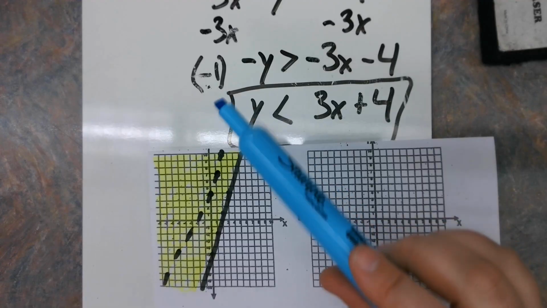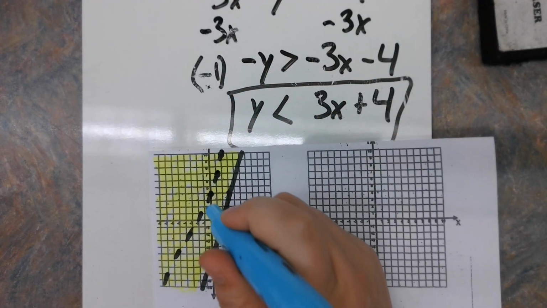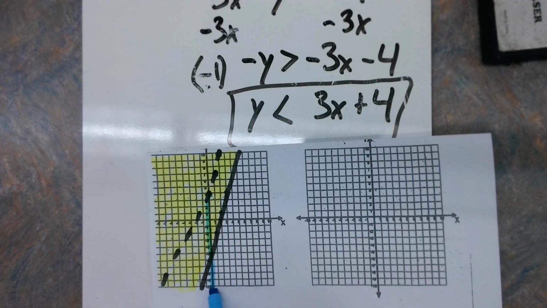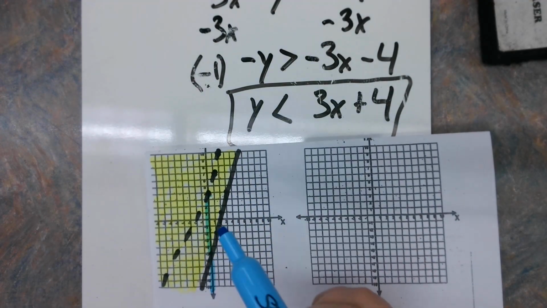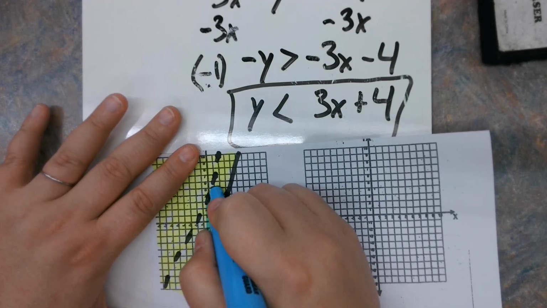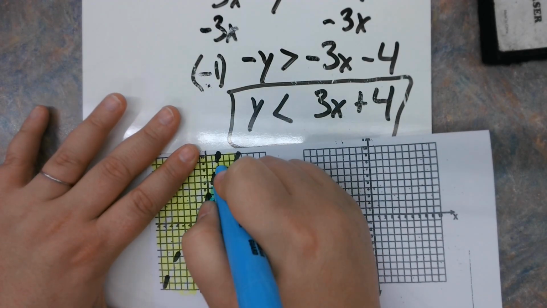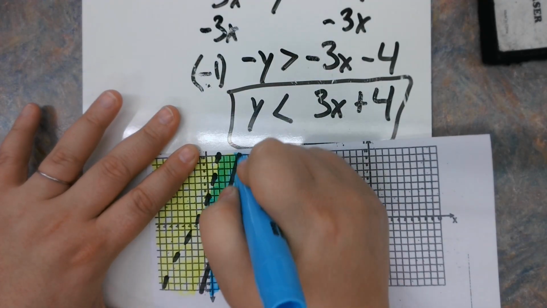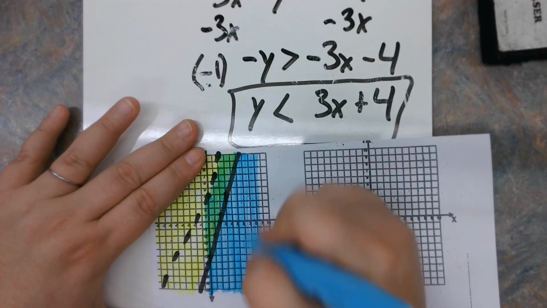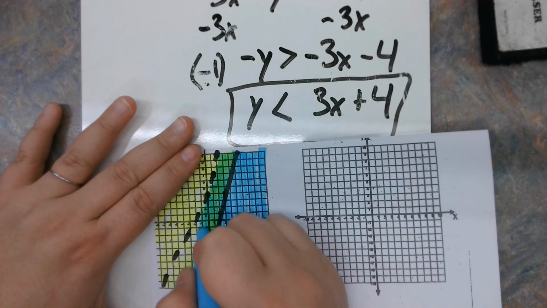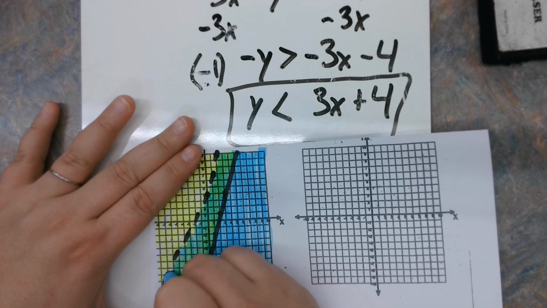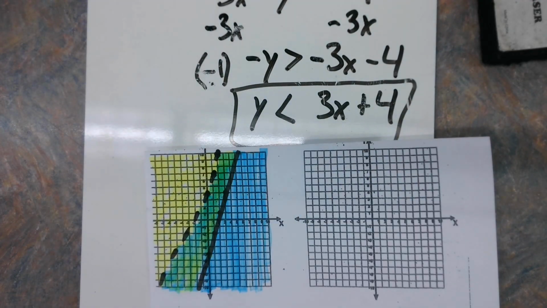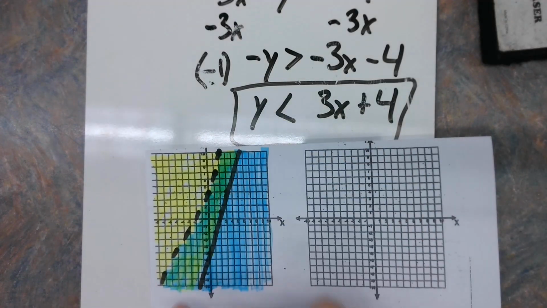New color. This says y is less than. So if I start at my y-intercept, less than means I go down. So everything underneath my dashed line is what I'm highlighting. And you're seeing how it's changing colors here. Okay, so you see this area has turned green. That is my double shaded area, and this area is the solution.